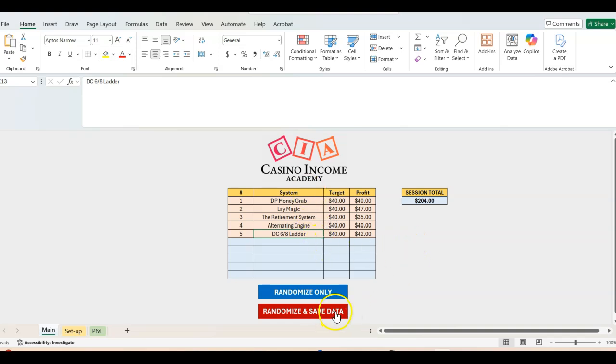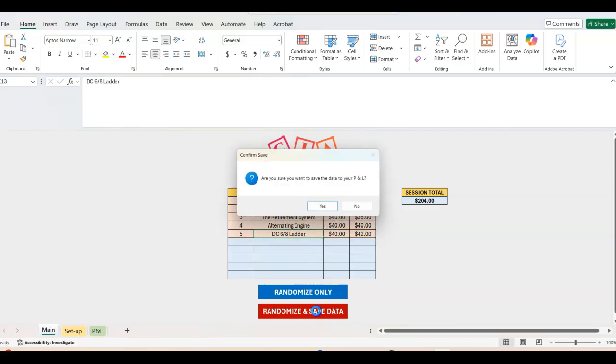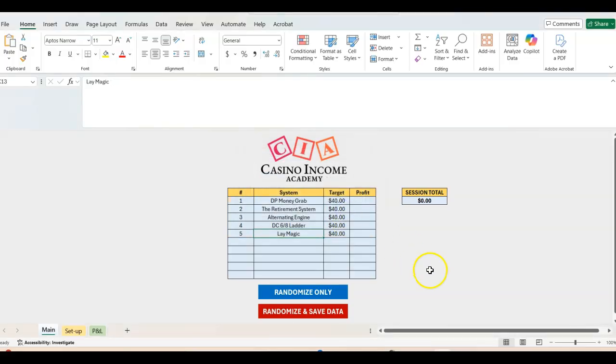So now what we can do is save this data on the systems and everything by clicking randomize and save. So now we're going to save this data and we're going to re-randomize the systems for session number 2. Are you sure you want to save the data to your P&L? Yes. 5 systems were saved. Okay. So now we can hit the randomize button again. Boom. And it randomized them again.